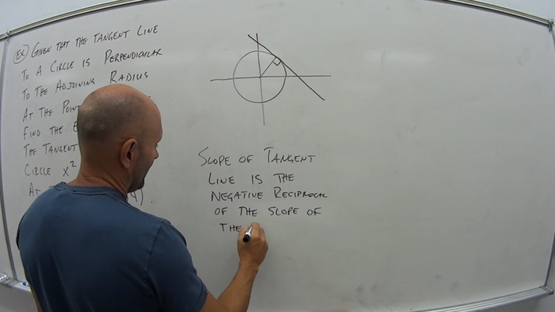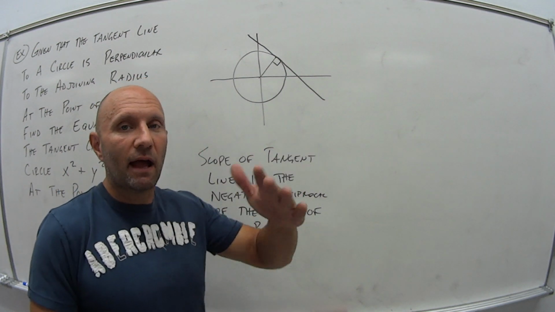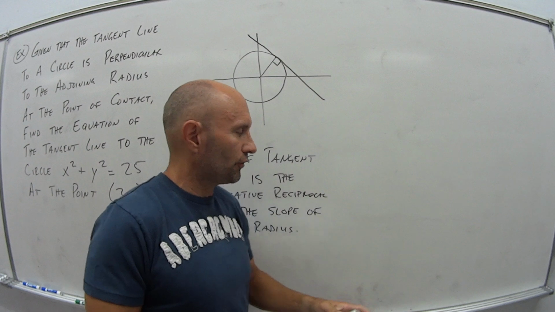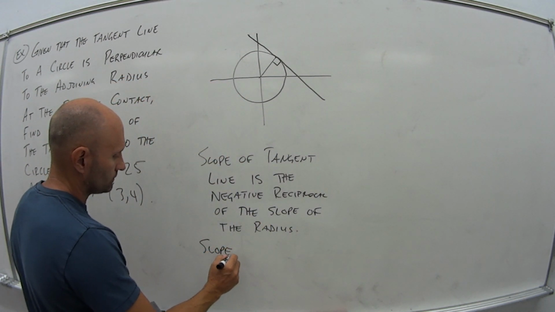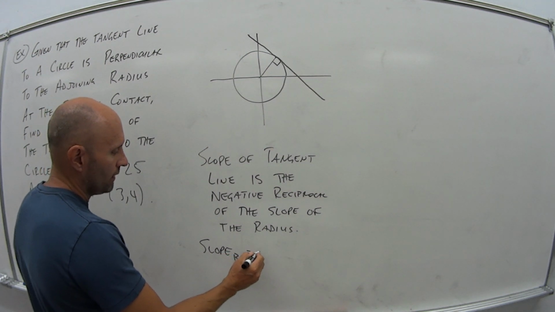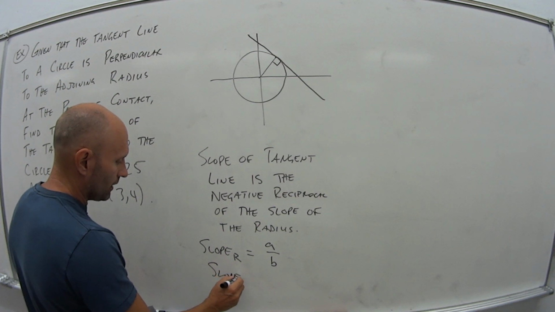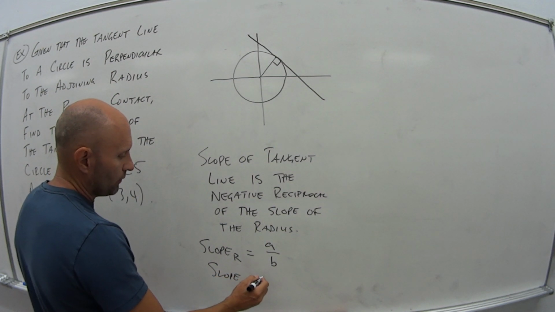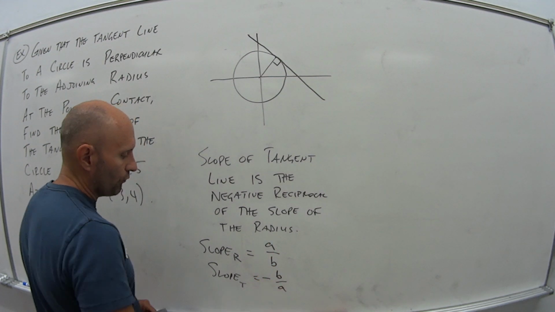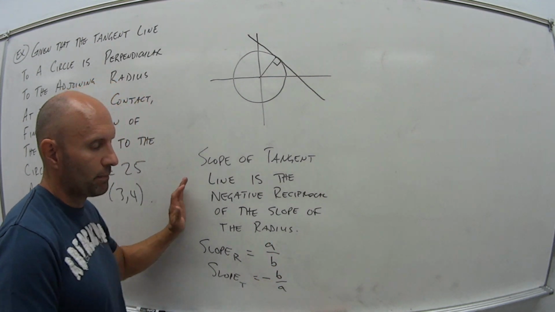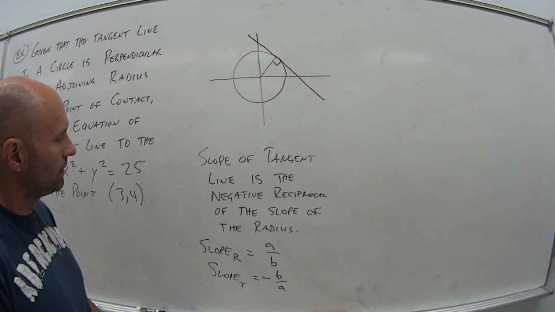But if we ever have a tangent line, and we have the slope of a line that's perpendicular to it, we take the negative reciprocal. So let's say that the slope of the radius, so I'm going to put slope r, is a over b. The slope of the tangent line is equal to the negative reciprocal, so we flip it: negative b over a. So there's that property that we have to know, again, before we can even do this problem.